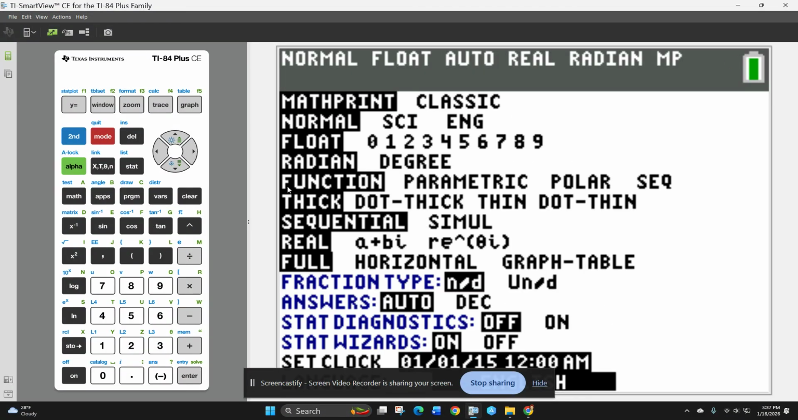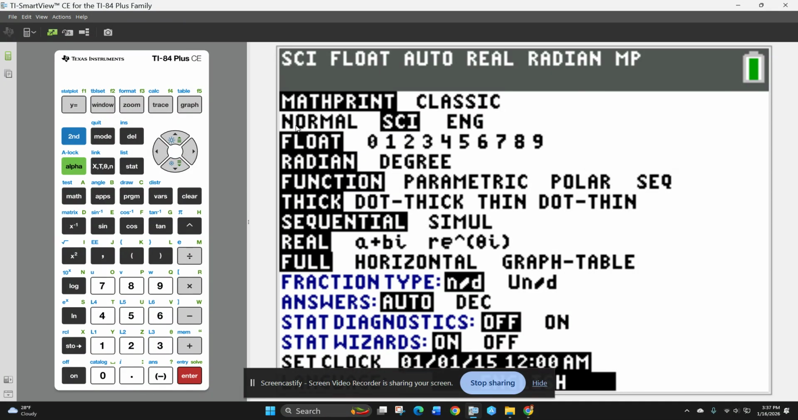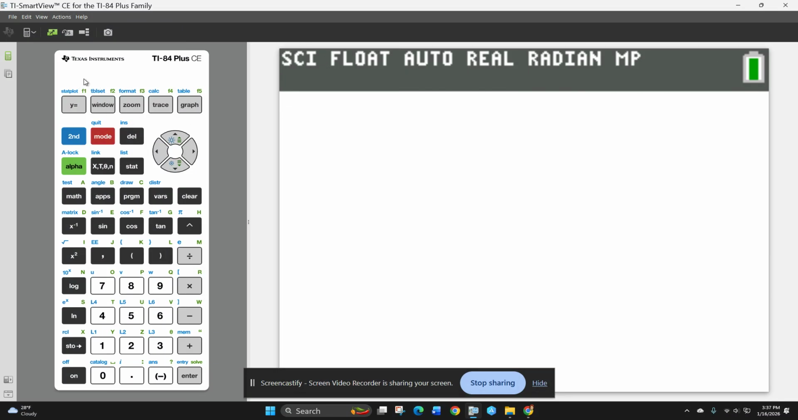And when you press mode, you can see we are flashing on normal. That is what is highlighted right now. So arrow over onto scientific, but make sure you press enter to transfer the highlight over to scientific. And on color calculators, you can see up here, it changes it to scientific in the upper left-hand corner. And then we do second quit to go back to the home screen.